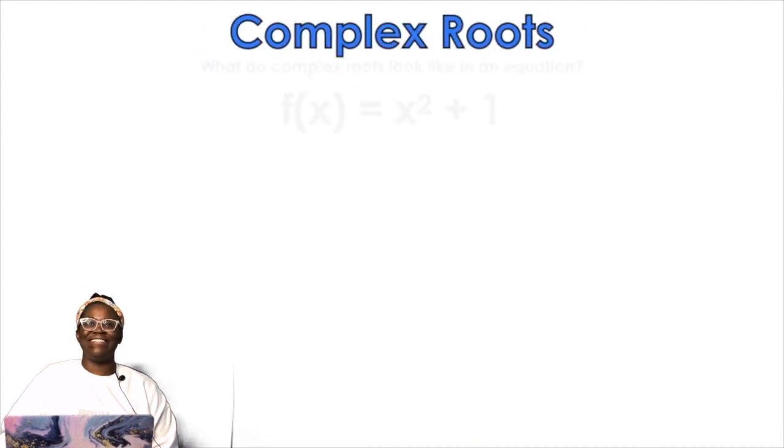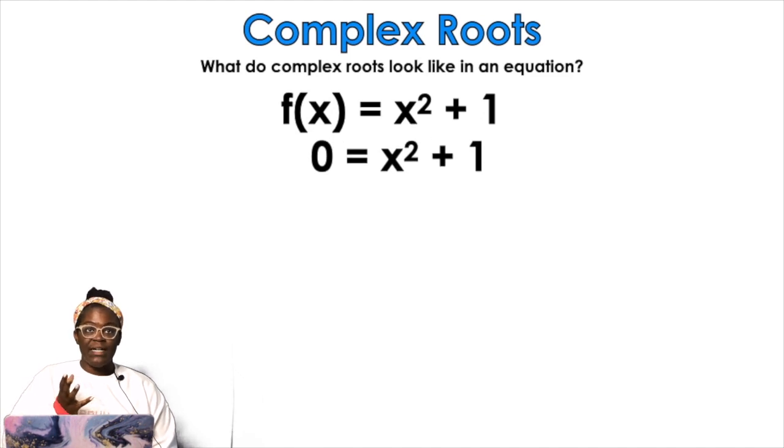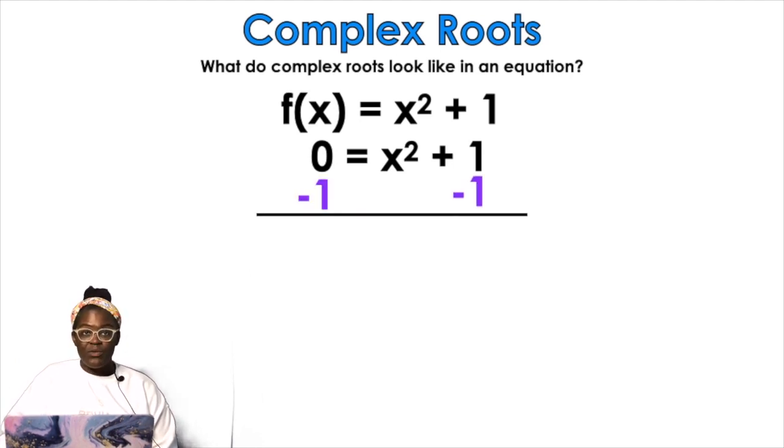Okay, so what do complex roots look like in an equation? Let's say I have the function f of x equals x squared plus 1. I gotta replace f of x with 0, because when we're solving quadratics, you wanna set that thing equal to 0. So what we're gonna do now is isolate x by subtracting 1 from both sides. So I'm gonna get negative 1 equals x squared.